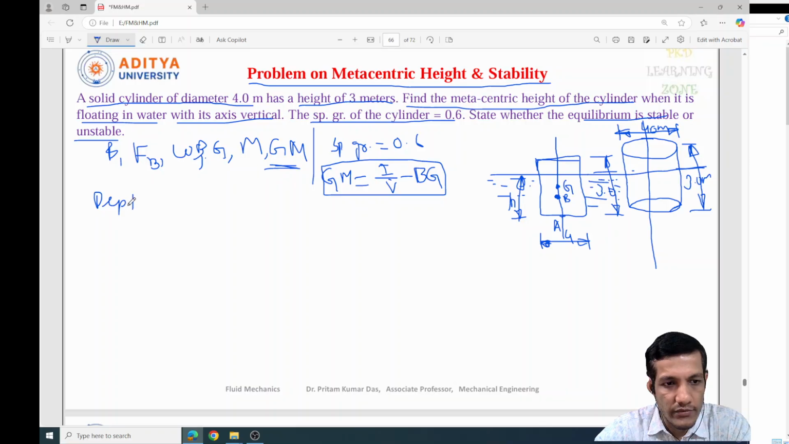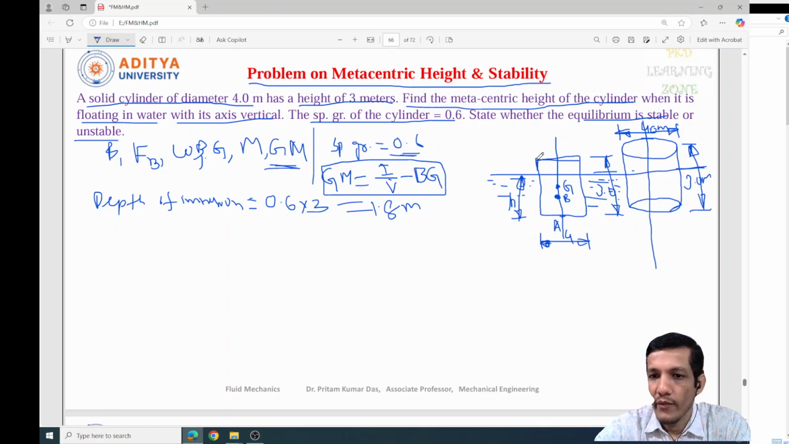So the depth of immersion of the cylinder is equal to the specific gravity of the body, that is 0.6, into the height of that object. Based on that, it is immersed inside, so we can write this. That is nothing but 1.8 meter.